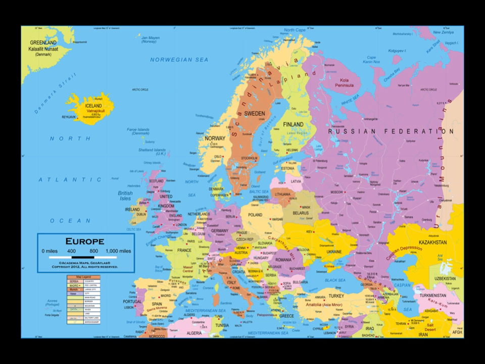This first map includes parts of Russia, west of the Ural Mountains, as part of Europe. That's kind of traditional. That is considered part of Europe. But it also includes places like Turkey and Kazakhstan, and those are not traditionally considered to be part of Europe.